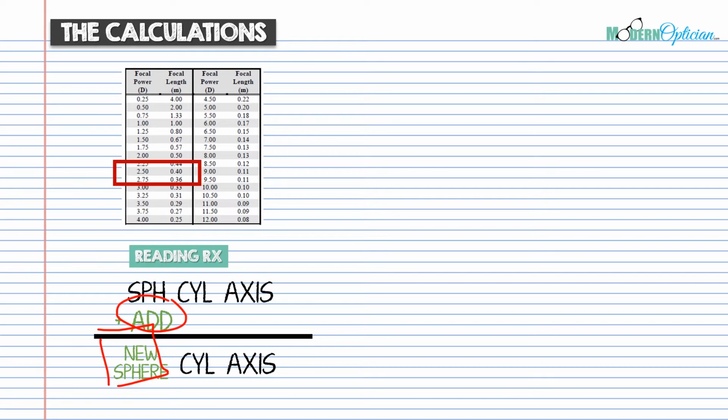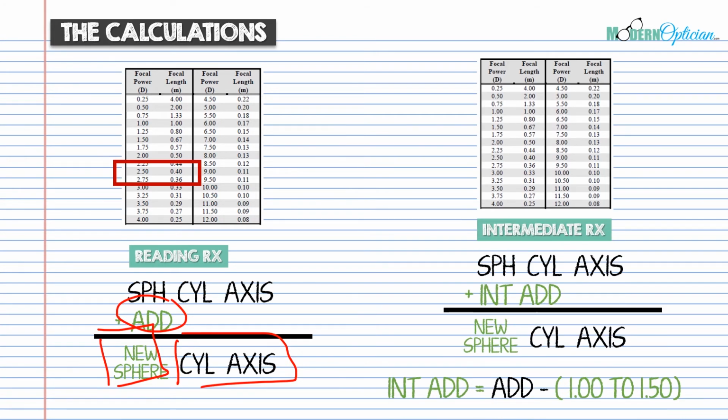Therefore, once you have your new sphere, you can then carry over the cylinder and axis as is intact, and you now end up with your reading prescription. Now, on the other side, if we're dealing with an intermediate prescription, there's a little bit of confusion out there for a lot of students when it comes to the intermediate prescription.